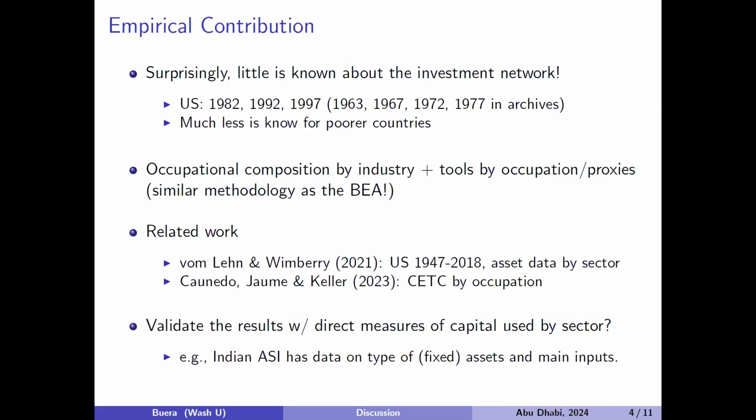What they also do is use information on occupational composition by industry, plus information on the tools used by different occupations, plus other proxies to construct the investment network. You would think about that as a shocking thing to do. I looked into it because it's sort of surprising: you read the methodological documents of the BEA, and that's what they do.